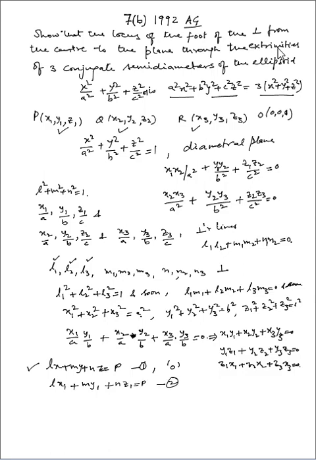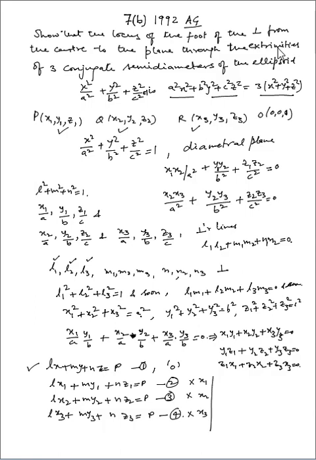Then Lx2 plus My2 plus Nz2 is equal to P. Lx3 plus My3 plus Nz3 is equal to P. Now we multiply the first equation by x1, the second by x2, and the third by x3.